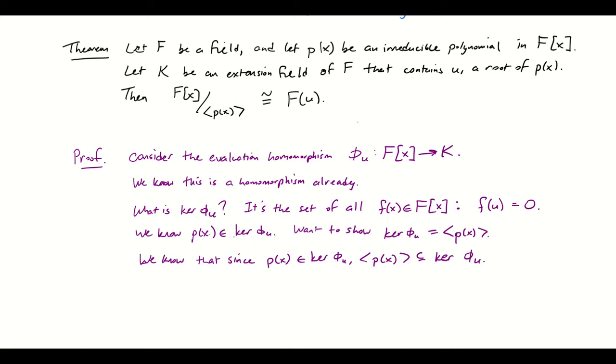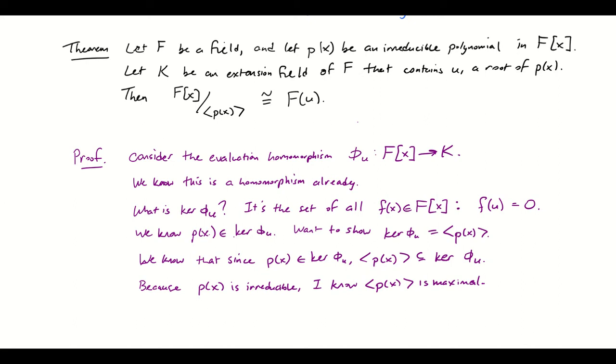But proving the other inclusion, proving that the kernel is contained inside of this ideal, is a little bit harder. And the way I'm going to close that loop is by doing something a little sneaky here. Just an observation. Because p of x is irreducible, I know the ideal generated by it is maximal.